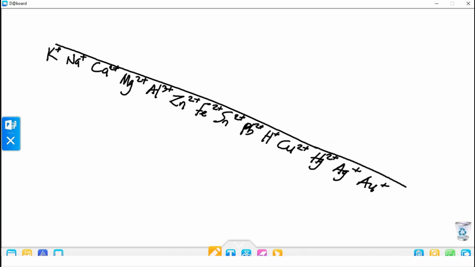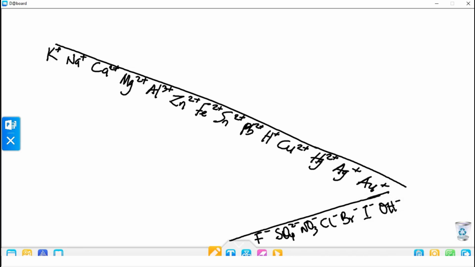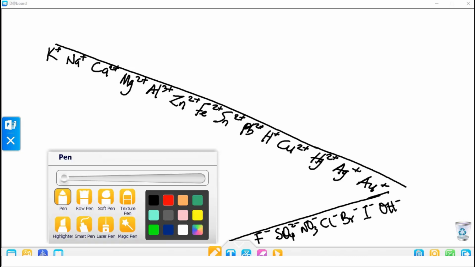So this is the cation electrochemical series, and we also have the anions. Here we have fluorine, we have the sulfate ion, 2 minus, nitrate ion, single minus, the chloride ion, 1 minus, bromide ion, single minus, the iodide, minus, and the hydroxide ion, single minus. So this is the anion series.